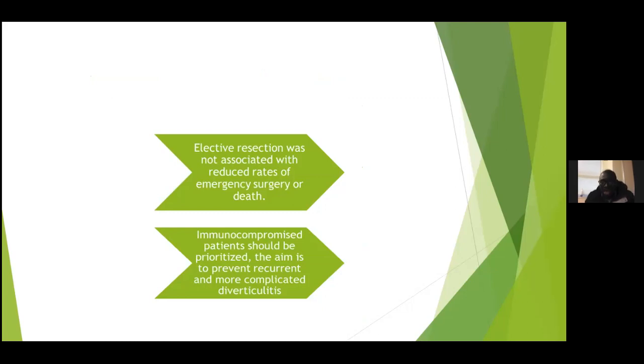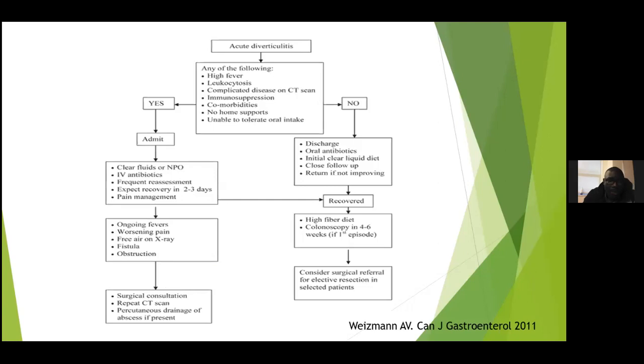I've mentioned earlier that they are at risk of developing those severe ones. Therefore, for them, you have to weigh the options and see if you need to do elective resection in them to prevent more complicated cases. So this is just a flow diagram to look at how they should be managed.